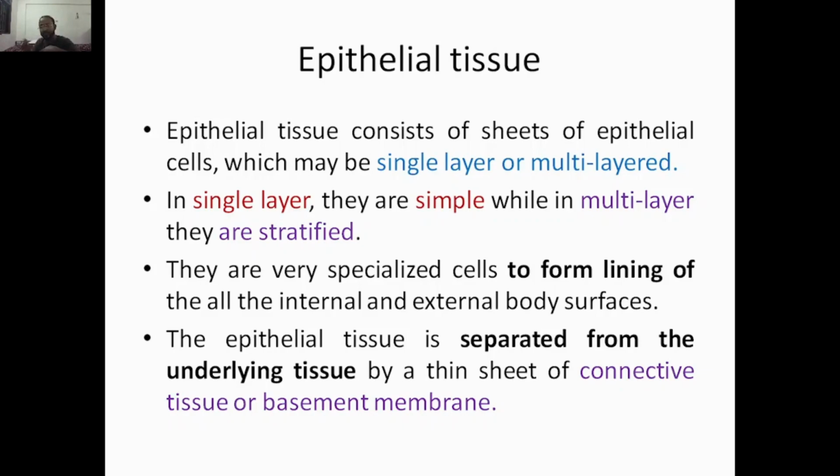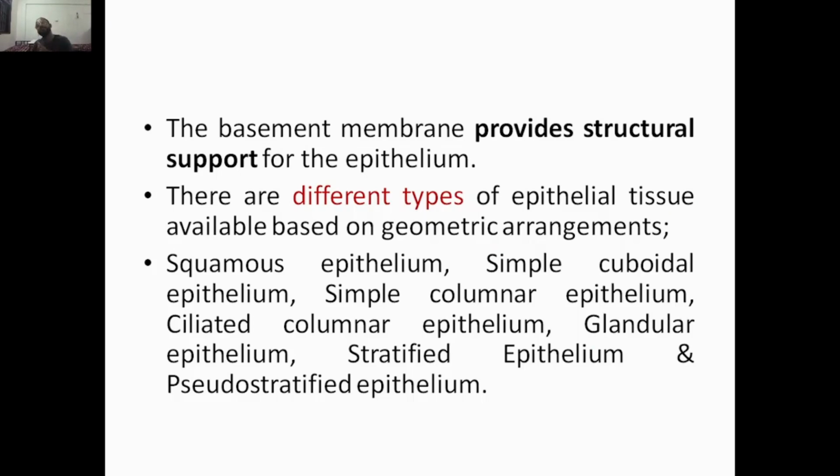So there is a thin sheet of connective tissue or a basement membrane that will separate the underlying tissue from the epithelial tissue. Now the basement membrane provides structural support for epithelium, because what is the basement membrane? Here it acts as an ECM itself. So that basement membrane will provide the epithelial cells with structural support.